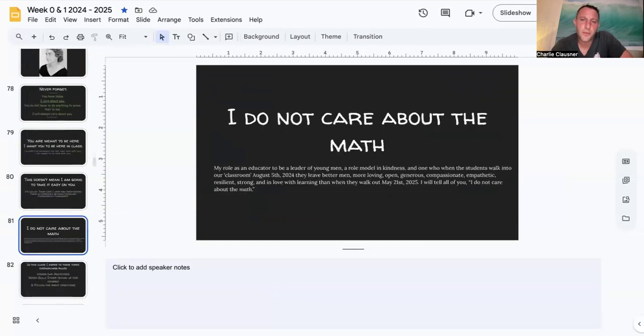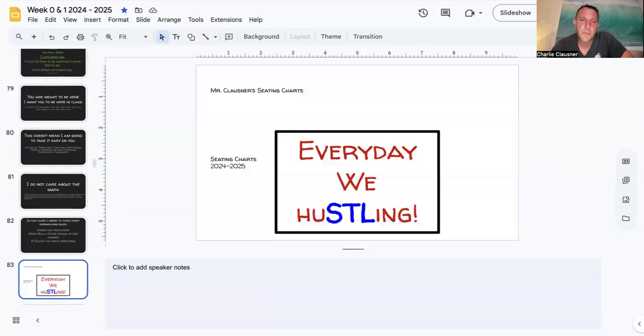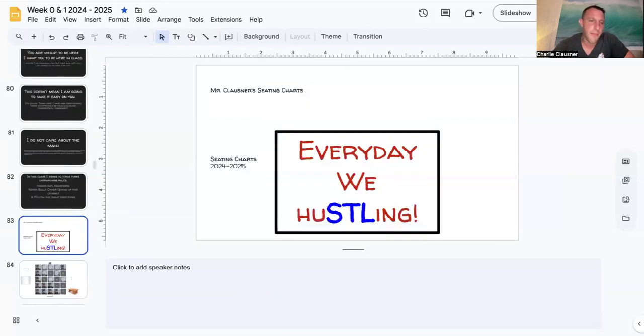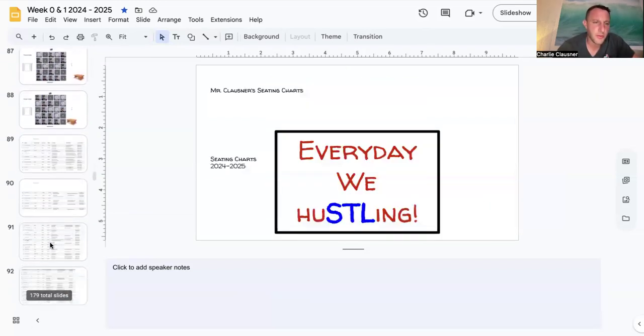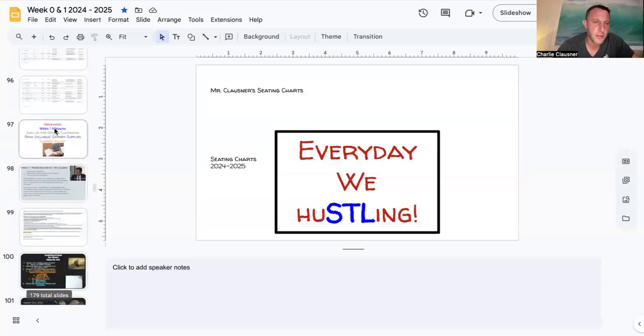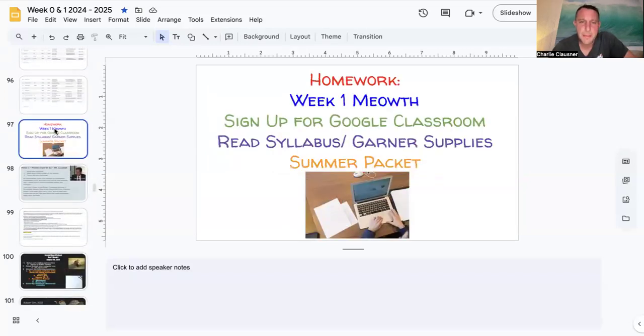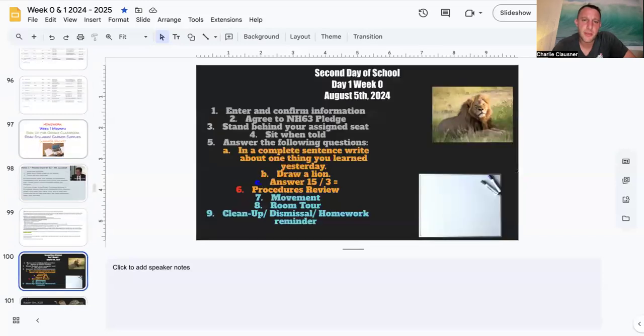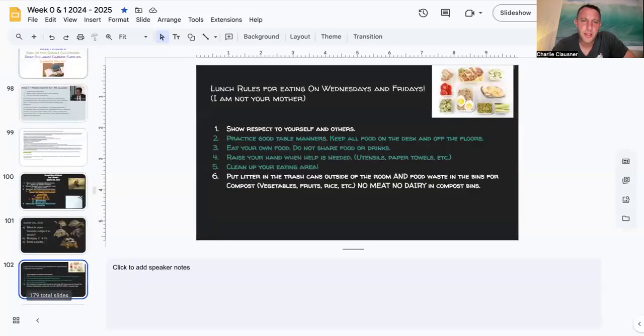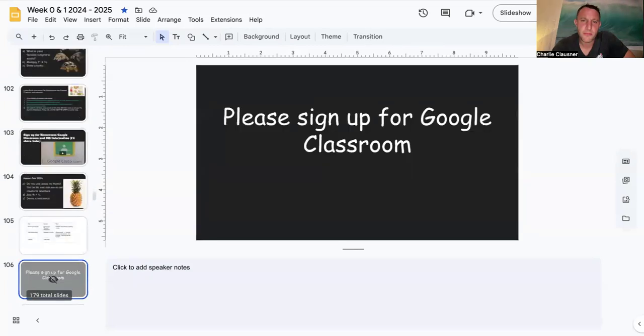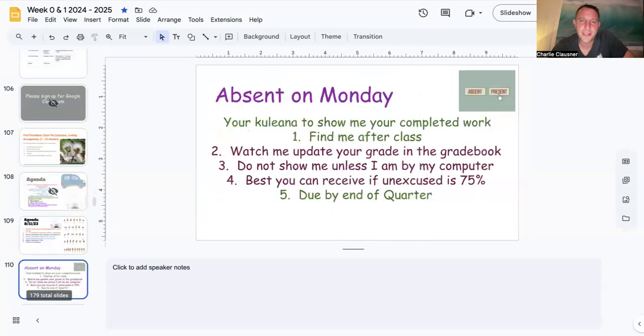It's an opportunity for you to become better men, more loving, more open, more generous, more compassionate, more empathetic, more resilient, more strong. And then, seating charts I go through. Don't want to have some student names on there. And then they have their homework, Google Classroom, syllabus, get their supplies. Summer packet is a big thing I have for them. Just really good stuff after 10 years.